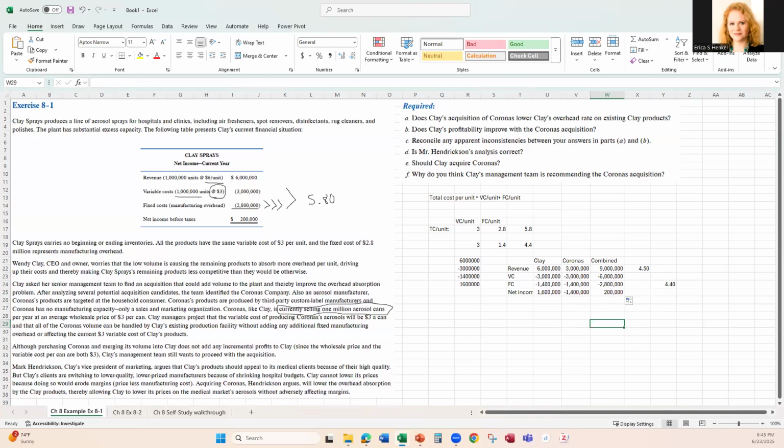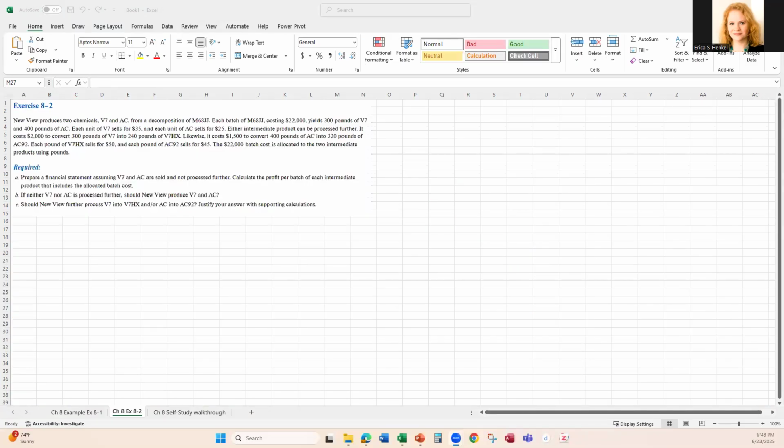Looking at this next problem here, we have New View Company, and I'm just going to do a quick little drawing here. They say we've got each batch of M68JJ, and that costs $22,000, right?